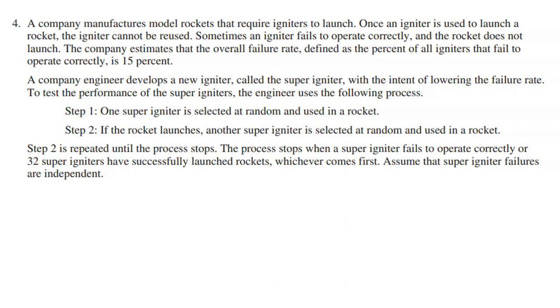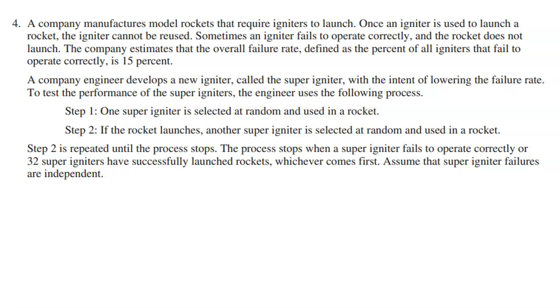But I love the fact I'm given a proportion. It tells me that I already know the probability that a rocket will not ignite is 15%. A company engineer develops a new igniter, called the super igniter. Okay, so this is different than the original igniter. This is a new igniter. Now, the intent is to lower the failure rate. 15% of the time a rocket won't launch because the igniter fails sounds pretty high, to be quite honest. So they're hoping this new super igniter is better, meaning less likely to fail.